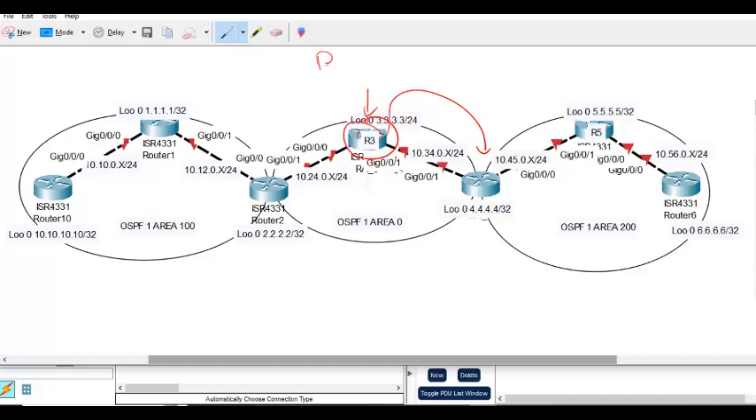Process ID is to identify the OSPF process locally. So if I have OSPF 1, OSPF 2, how many OSPF I'm running? 2 OSPF. So locally, to differentiate one OSPF and the other OSPF, you need process ID. Now this process ID is locally significant. What does that mean? This process ID will not be advertised to anyone.